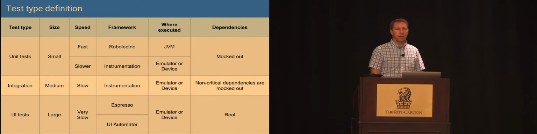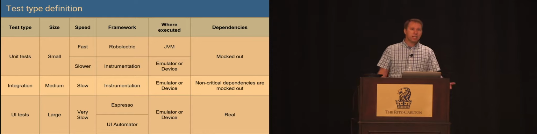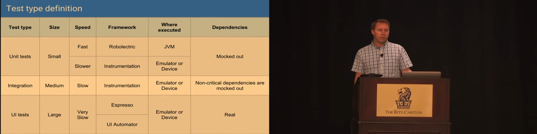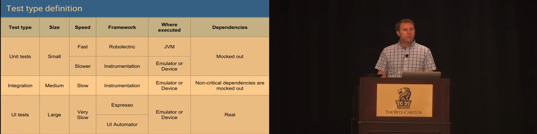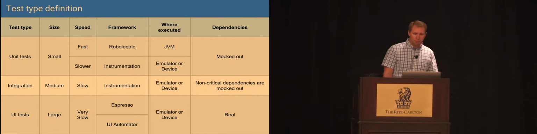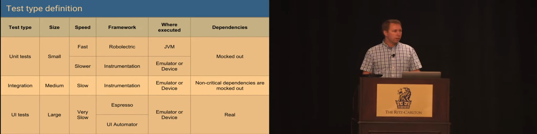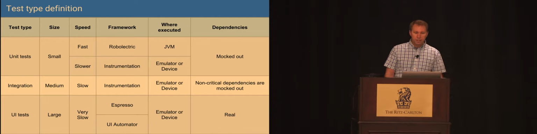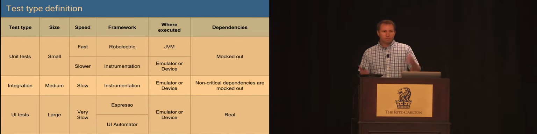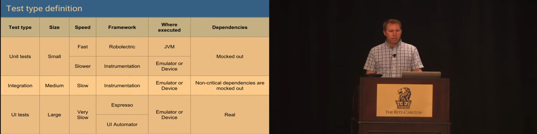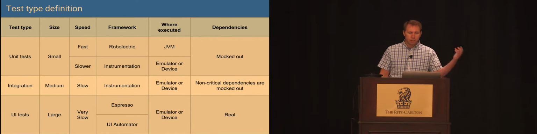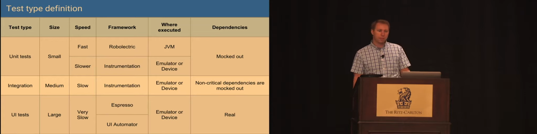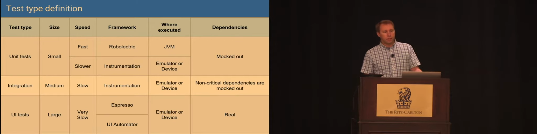And UI tests. Sometimes we refer to them as end-to-end tests. They are large, very slow. We use two different frameworks, both of them, I think, built inside Google. Espresso, very good for UI testing if you test your app only in one process, and UI Automator if you want to go outside of one process boundaries. Again, those tests could be run on an emulator or device, and usually your dependencies are real.